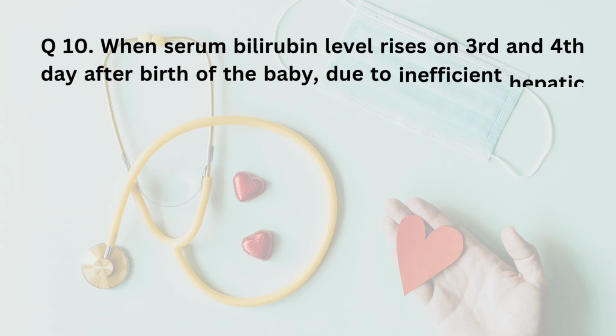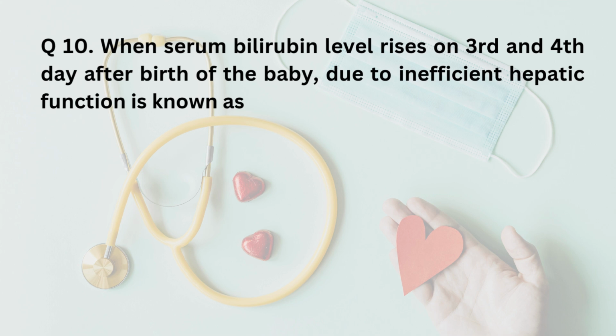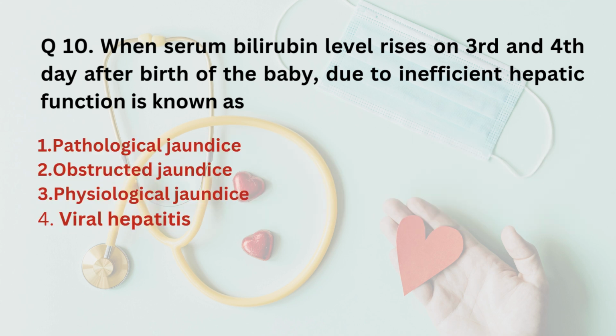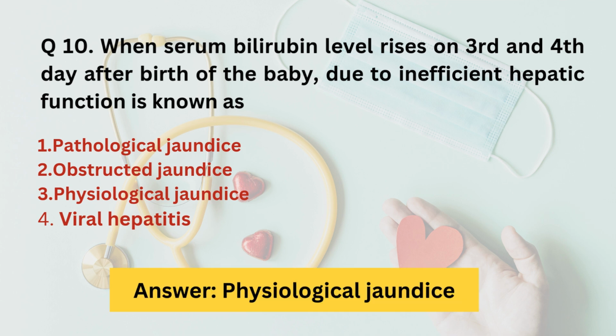Next question is, when serum bilirubin level rises on third and fourth day after birth of the baby due to inefficient hepatic function is known as pathological jaundice, obstructed jaundice, physiological jaundice, viral hepatitis. Here the correct answer is physiological jaundice. Physiological jaundice is a common condition in newborns. It is caused by the temporary immaturity of the newborn's liver, which is responsible for processing and eliminating bilirubin.